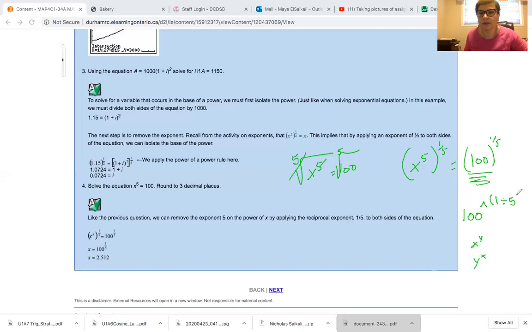divided by 5 in brackets, okay? And that will give you your answer. If I do 100 to the power of bracket 1 over 5, close bracket, that's going to give me 2.511. I'm not sure if you can see this on the calculator. The light is a little bit weird, but basically that's one way to do it, and that's going to give you 2.512.